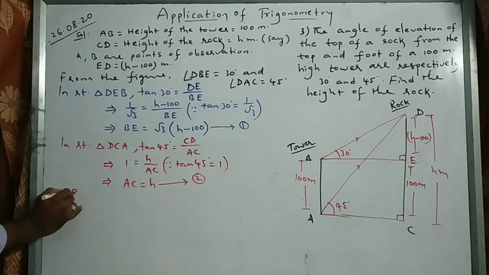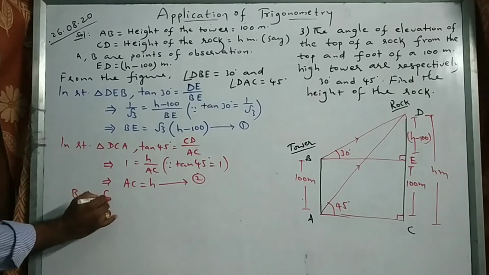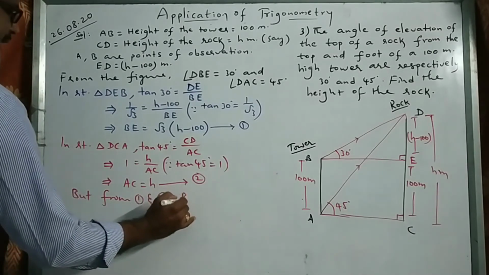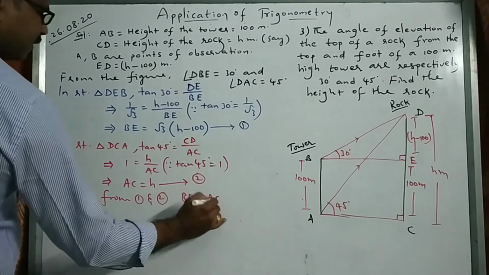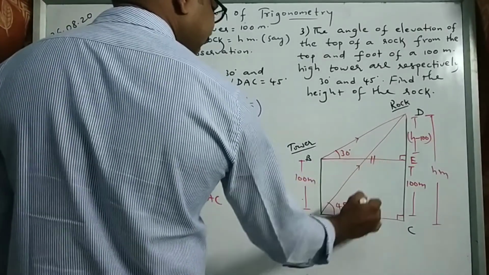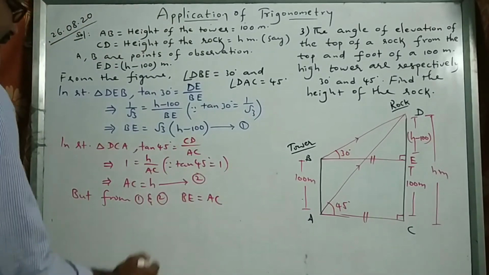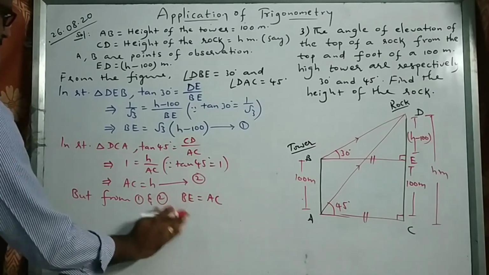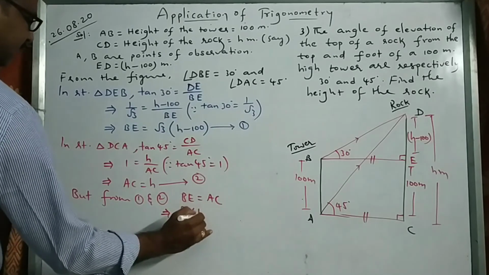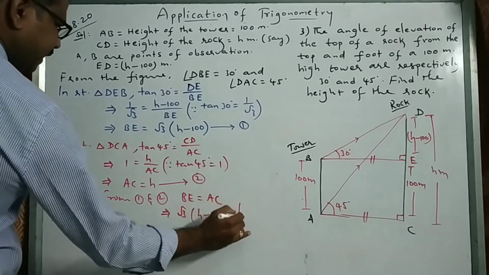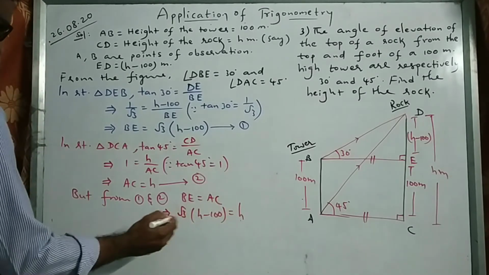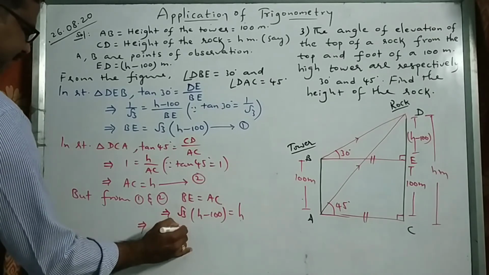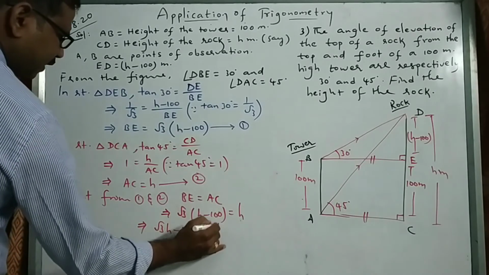But from 1 and 2 I get BE is equal to AC. You see opposite sides here, BE and AC opposite sides are equal. So BE means what? Root 3 into h minus 100 equal to h. So multiply with root 3 here. So root 3 h minus 100 root 3 is equal to h.